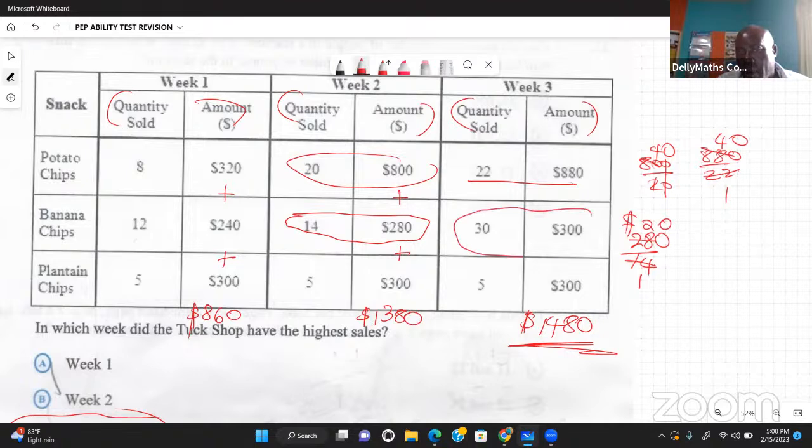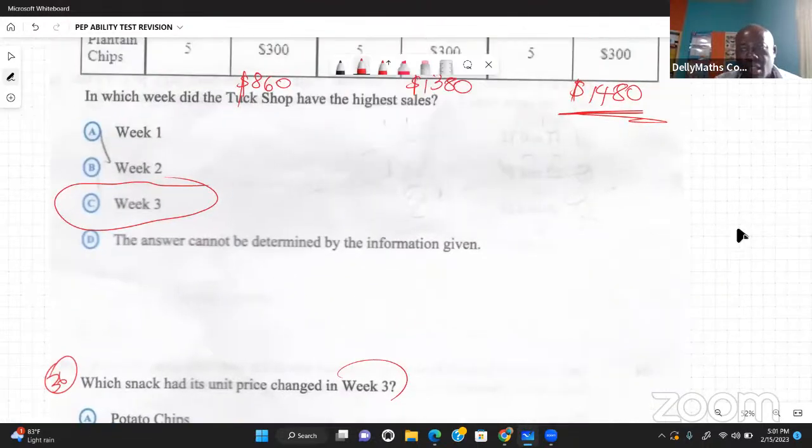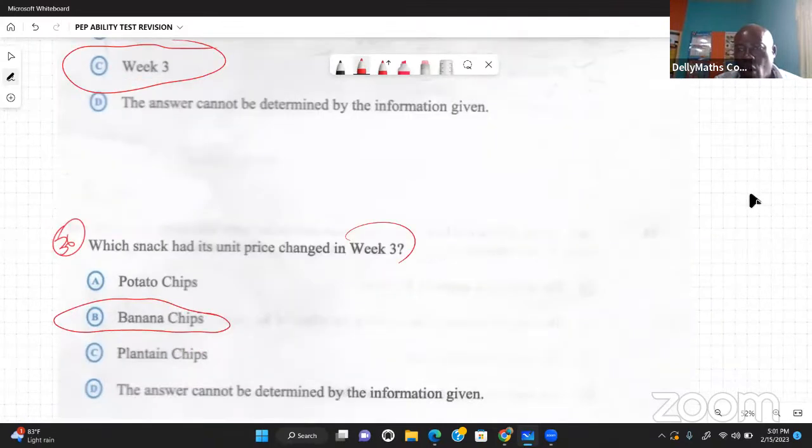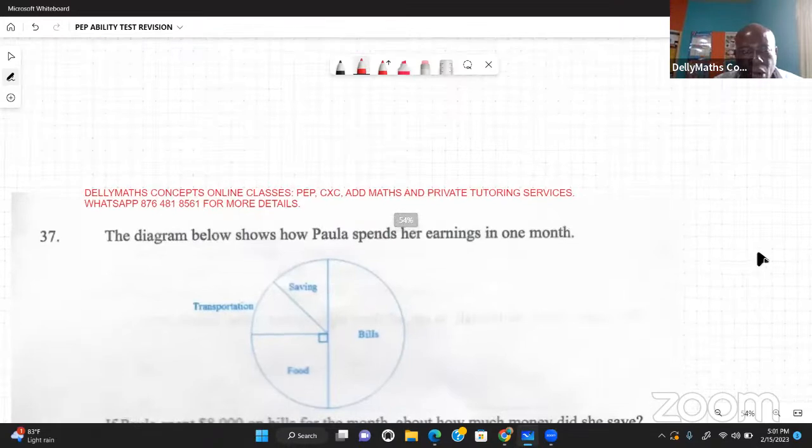In week 3, this looked like a problem though. This is it. So week 3, we see $300 for 30. 30 into 300, 10 times. So you could see that the unit price changed in week 3 for the banana chips. It was $20 for week 2, and then it went down to $10. So banana chips changed it. So if it is one answer they're looking for, the answer has to be banana chips. The unit price changed from $20 for one banana chips to $10 for one banana chips. All right, keep going.